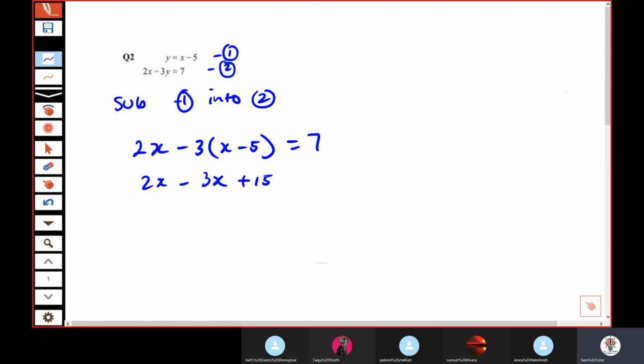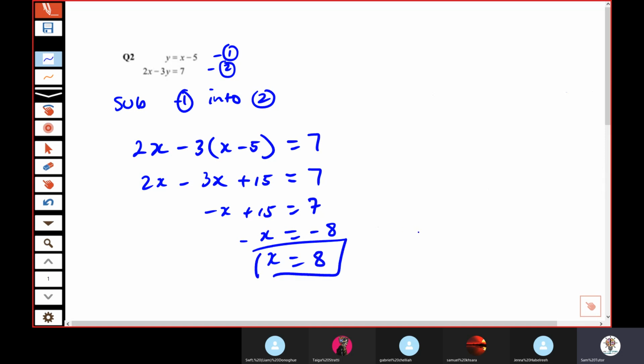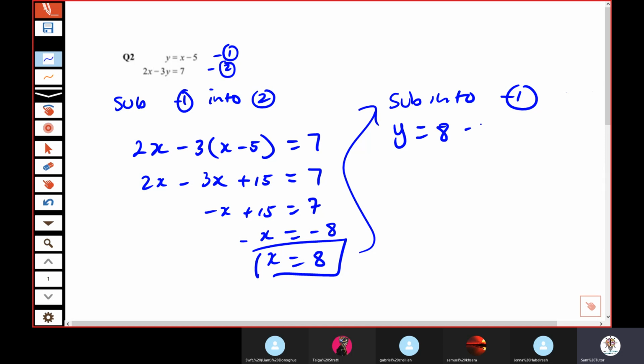We went off track there, but I think that was important. Equals 7. 2 take away 3, negative x. 7 take away 15. x equals positive 8. And then what do we do? Sub it back into the first one. Sub into number 1 because it says y already equals x take away 5, so 8 take away 5. y equals 3. Nice and simple.